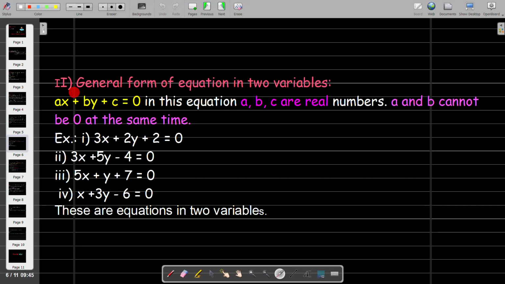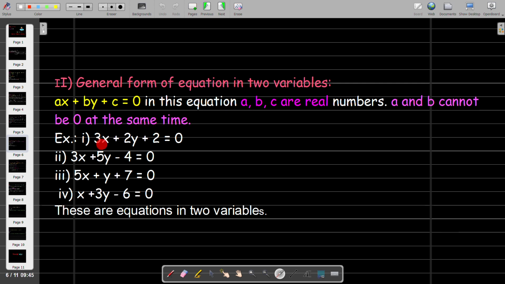Today's second subtopic: general form of an equation in two variables. ax plus by plus c is equal to 0 is the general form of an equation in two variables. In this equation, the coefficient a, coefficient b and constant term c are real numbers, and here the coefficient of x is a and the coefficient of y is b; they cannot both be 0 at the same time. Remember this: the coefficients of x and y cannot be 0 at the same time.